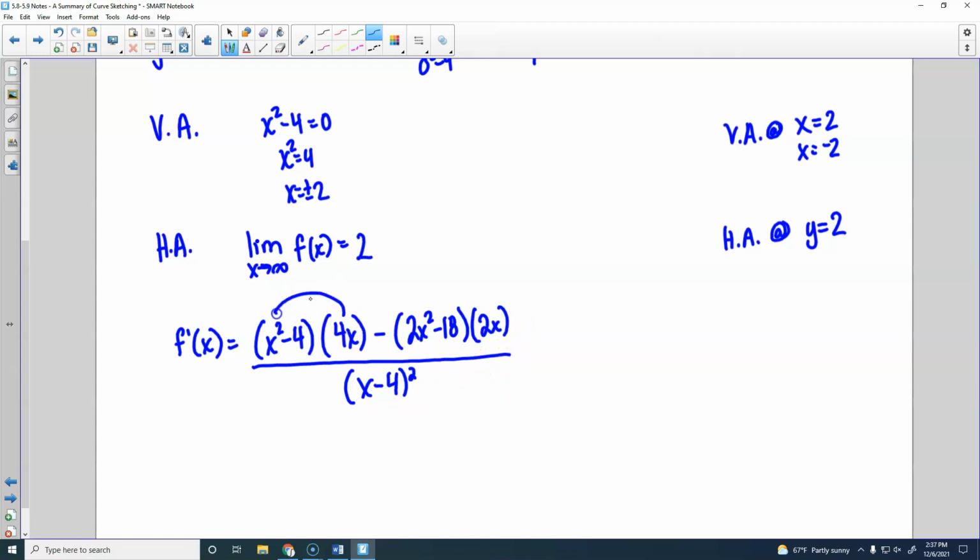And so if we distribute and clean this up a little bit, we'll get 4x to the third minus 16x. And then we'll get 4x to the third.